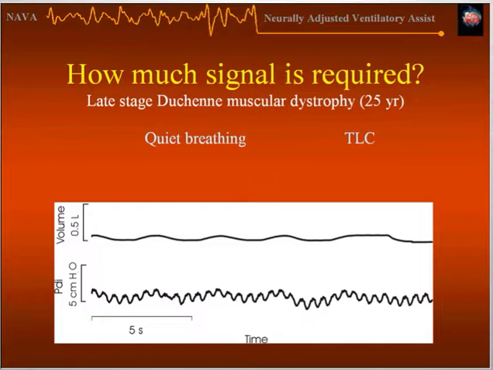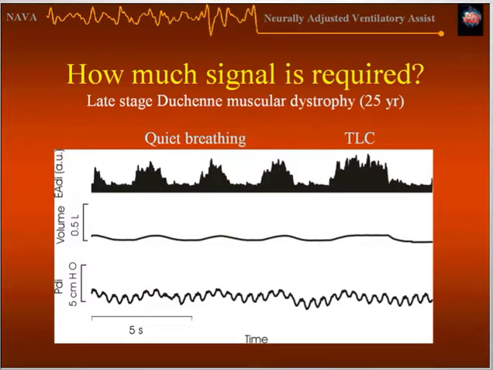To illustrate how much signal you actually need, or how much signal you can get from a patient, I took this slide from a late-stage Duchenne muscular dystrophy patient, 25 years old. This is the PDI tracing, put on a scale of 5 centimeters because this is the anticipated normal PDI swing. And this is the tidal volume tracing. These are quiet breaths, and this is a TLC maneuver. This is the diaphragm activation that this sick patient has to generate. Even though his diaphragm is almost gone, the few motor units that are left can still produce sufficient activation to make a clearly detectable signal.